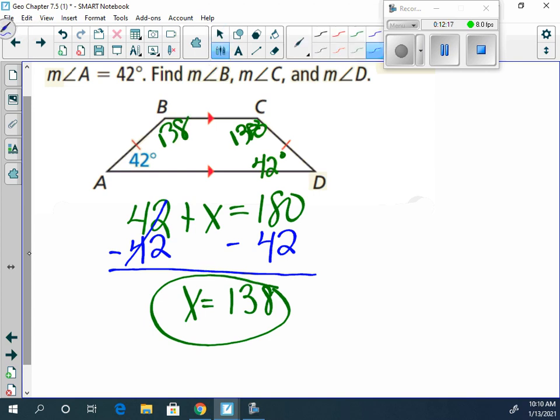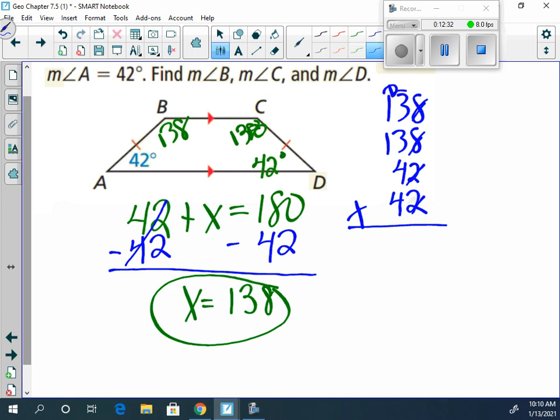If we wanted to check it, I could take 138 plus 138 plus 42 plus 42 and add these together. 2 and 8 makes 10, so we carry the 1. Adding up, we get 360, yes?